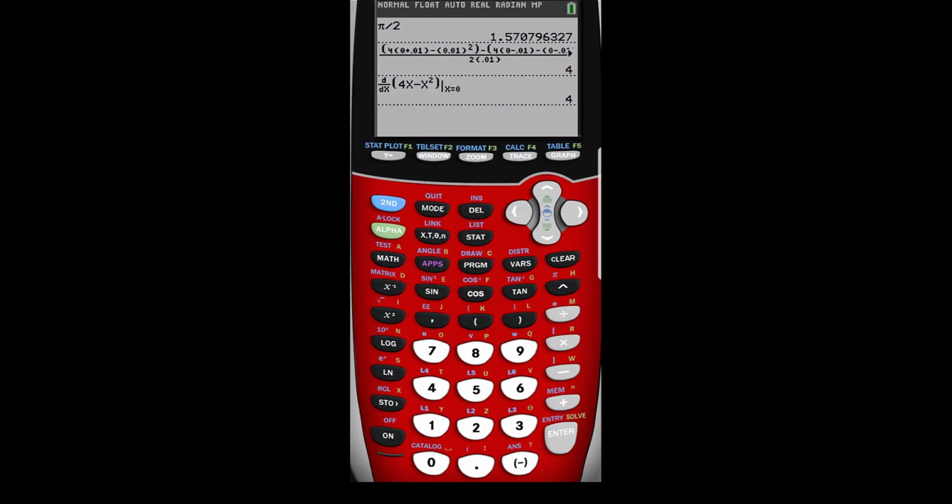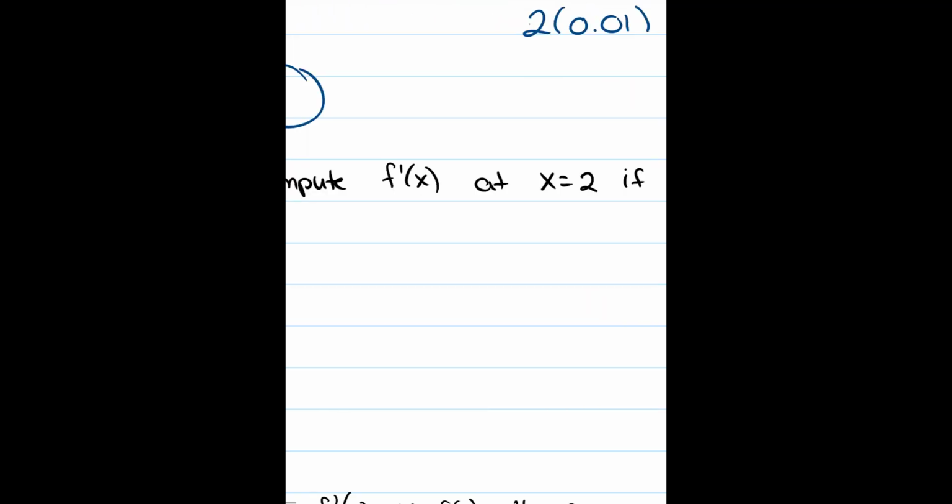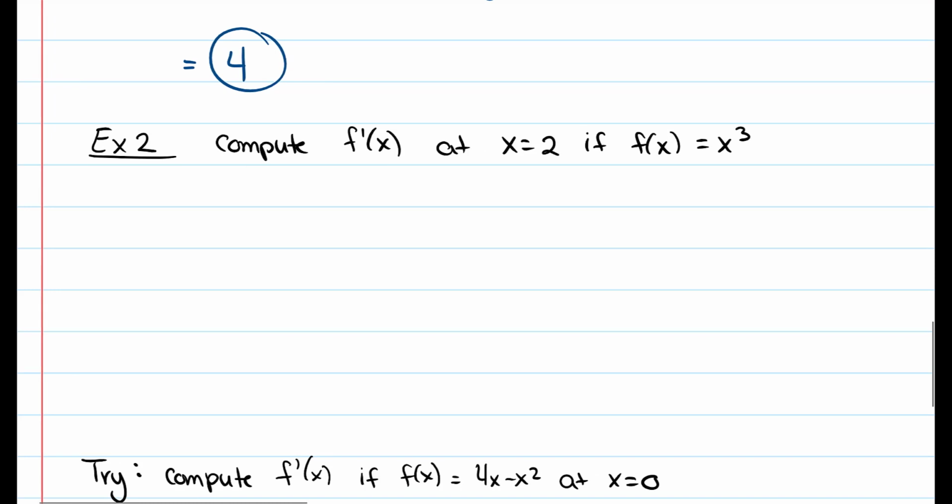So now we're going to move on to example 2. It's going to say compute f prime of x at x equals 2 if f of x equals x cubed. And in later videos, we'll learn how to do this by hand. But for now, I'm going to teach you how to do it on the calculator. So it's math 8. And then the calculator is going to spit this out.